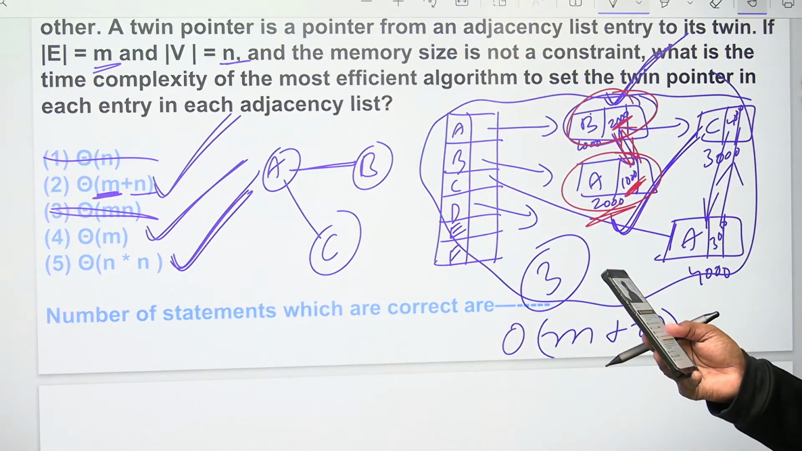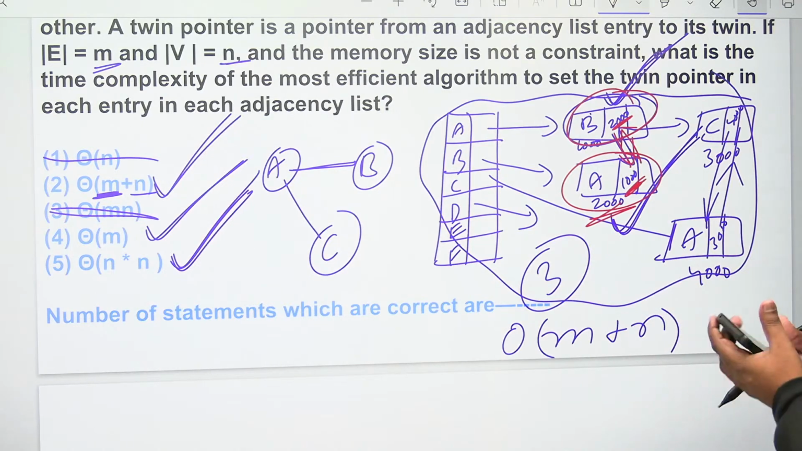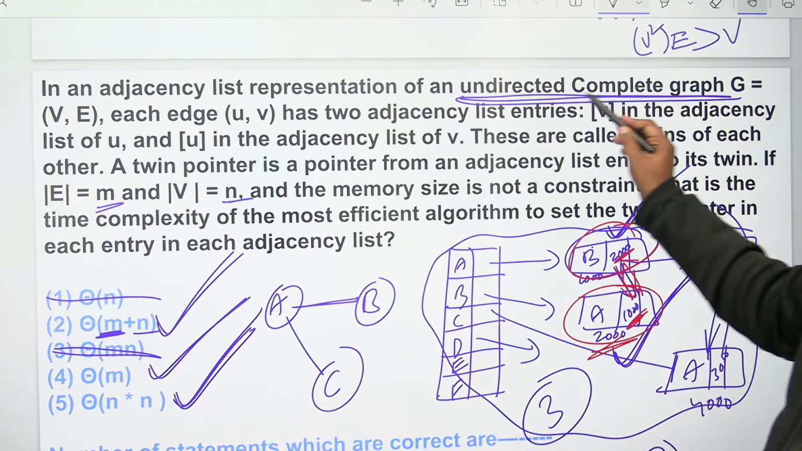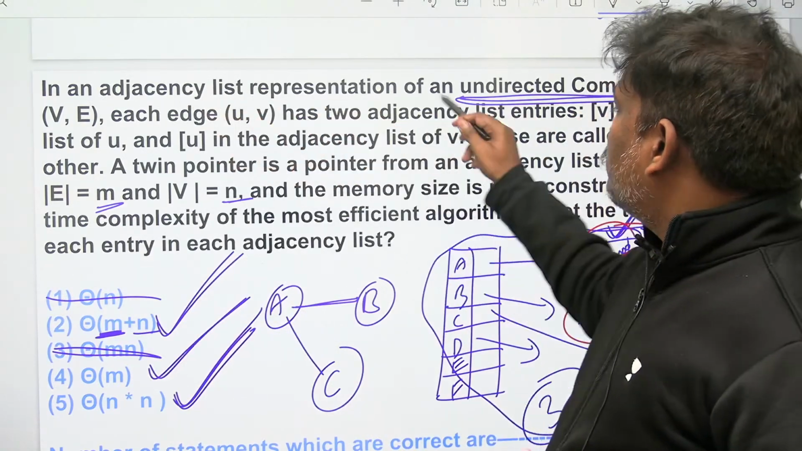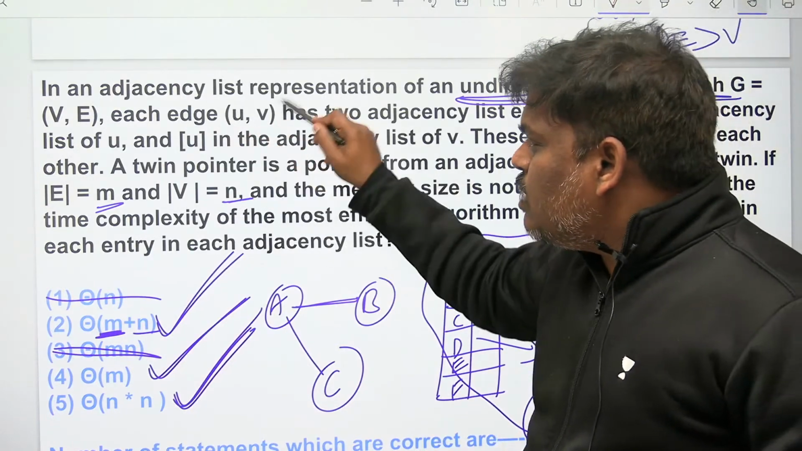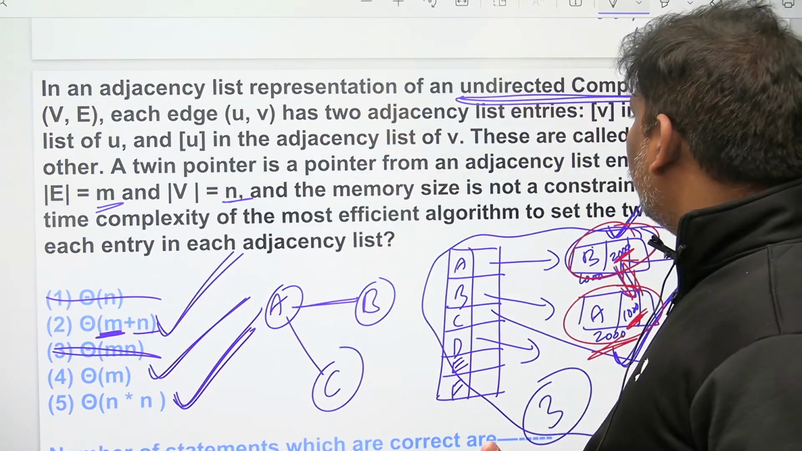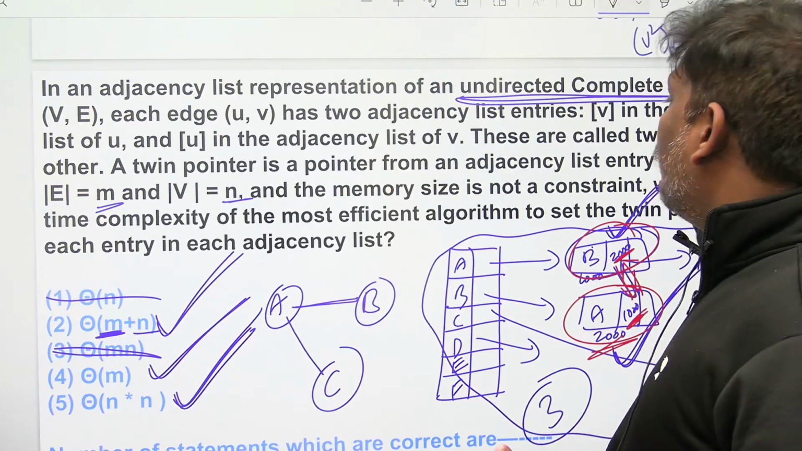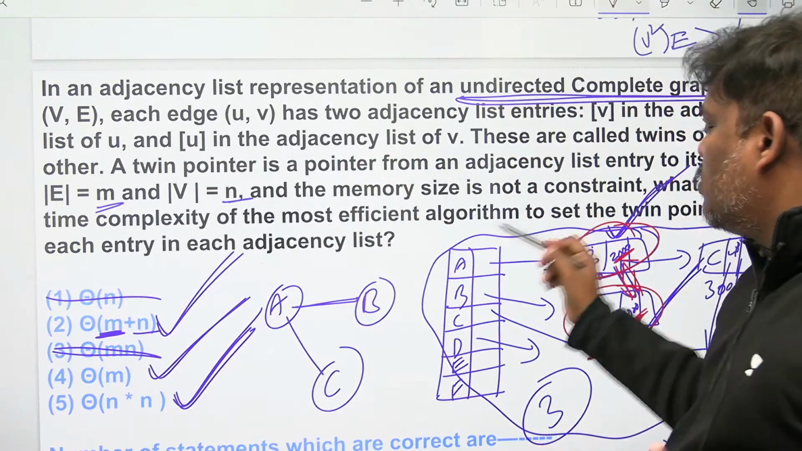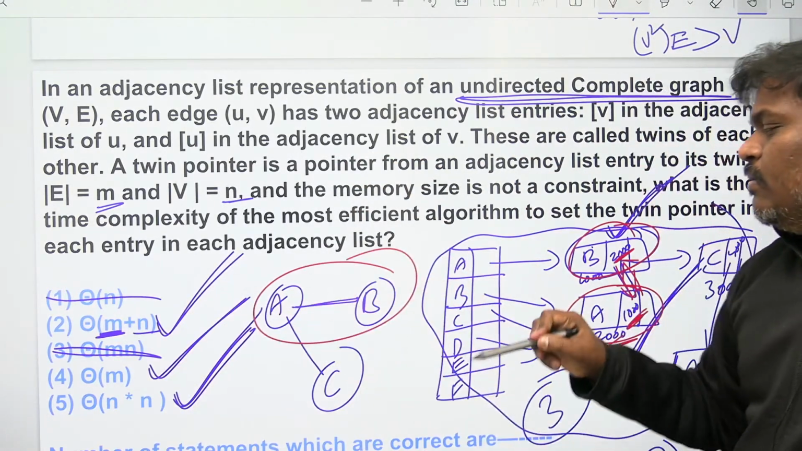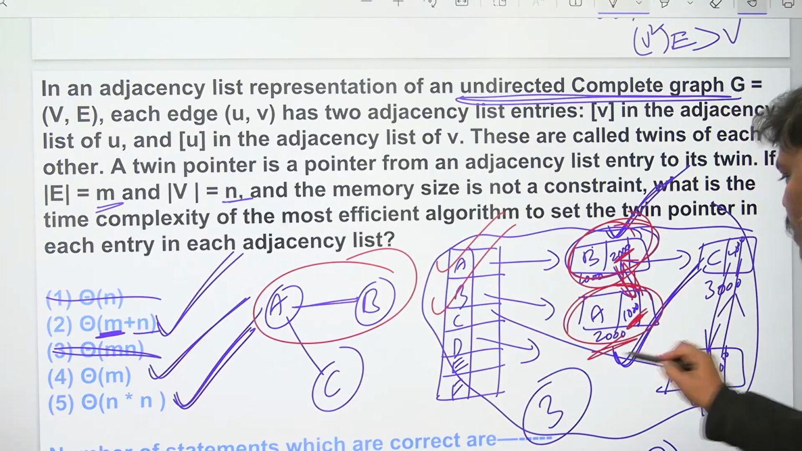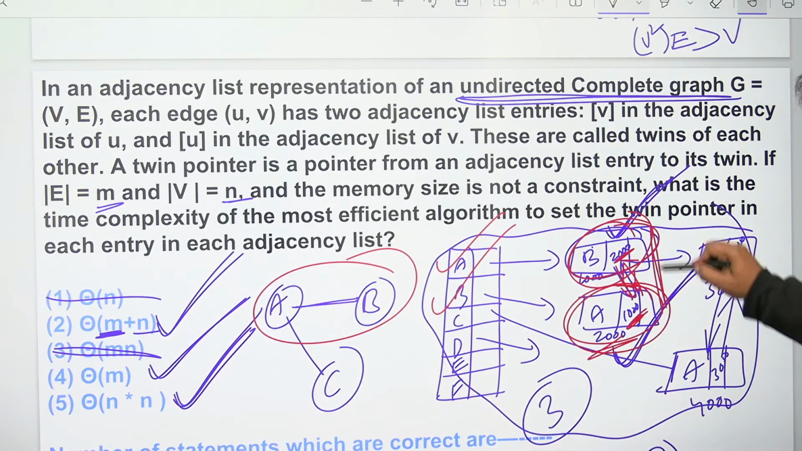So Gaurav, if you still have doubt, see the definition. In an adjacency list representation of an undirected graph G, each edge UV has two adjacency list entries: V in the adjacency list of U, and U in the adjacency list of V. See this one. For each edge AB, in A's adjacency list B is there, and in B's adjacency list A is there. These two are called twins of each other.